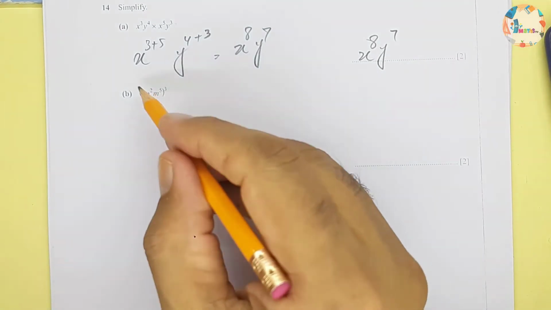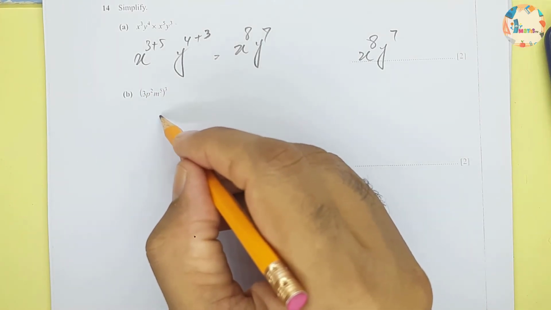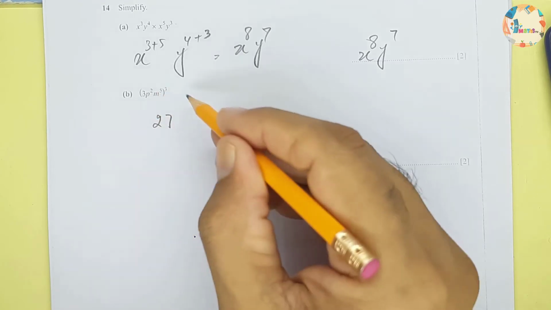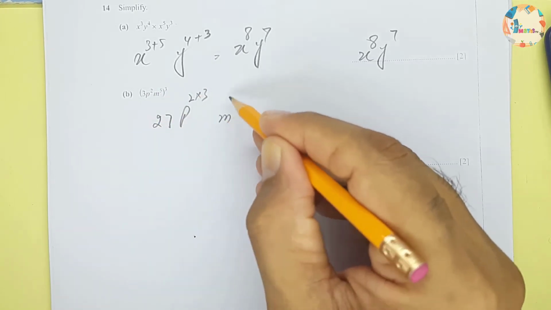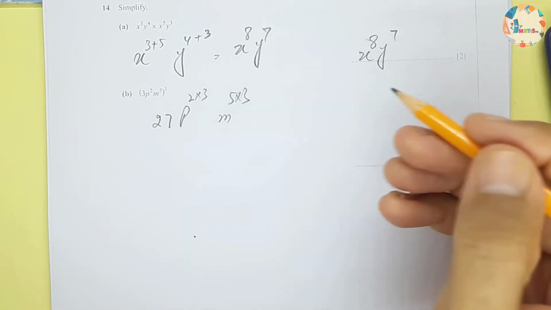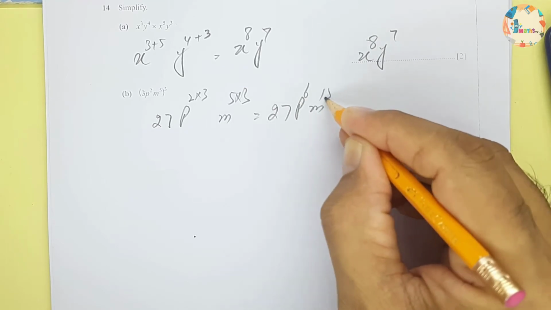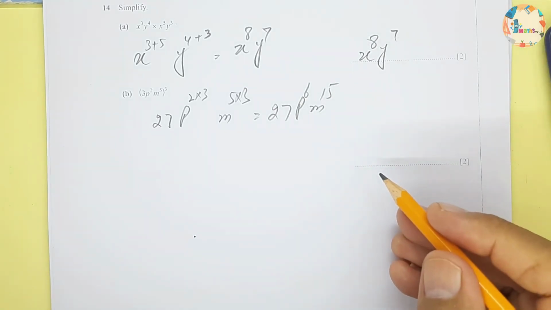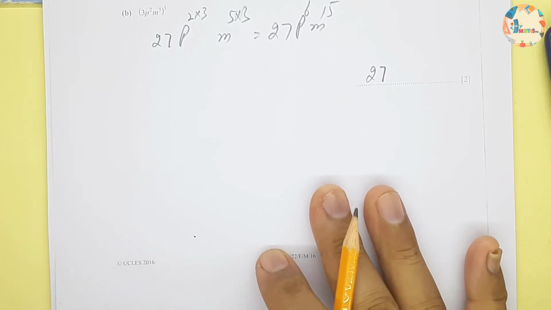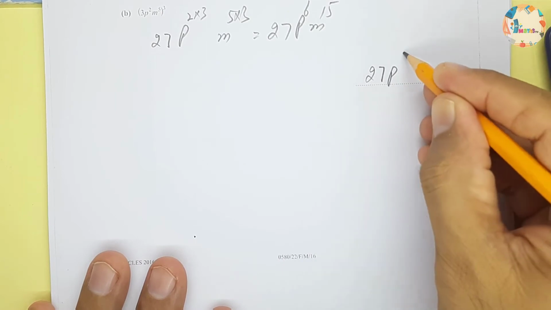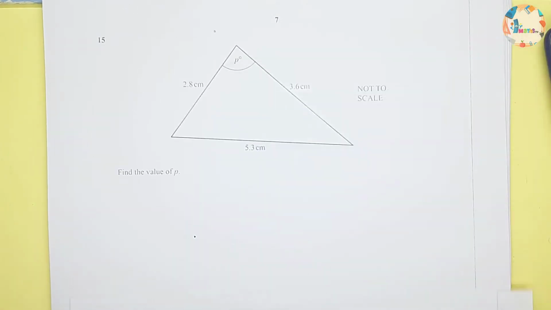Now part b, we have to take the cube of 3, which is 3 into 3 into 3, which will be 27, and p raised to the power 2 into 3, and m raised to power 5 into 3. This will be equal to 27, p raised to power 6, and m raised to power 15. So our answer will be 27 p raised to the power 6 and m raised to the power 15. This will be our final answer.